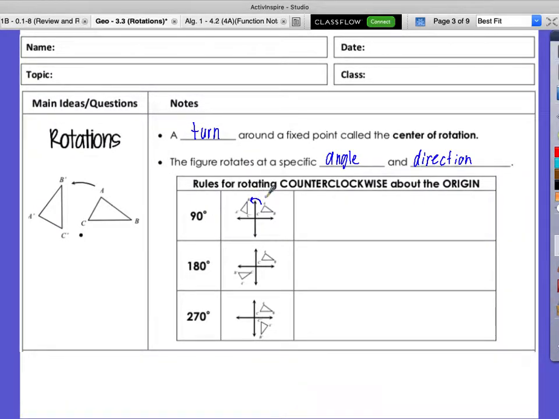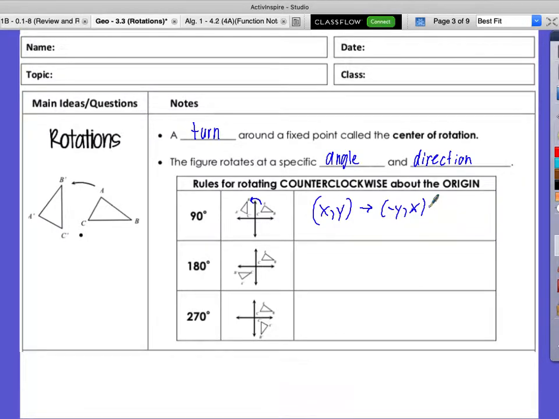Counterclockwise. So for this, your x comma y will yield negative y comma x. We're going to talk about different ways we can think about this later, but it ends up yielding negative y comma x. Just for now, we're just going to write down the information, and then we're going to explain it more.